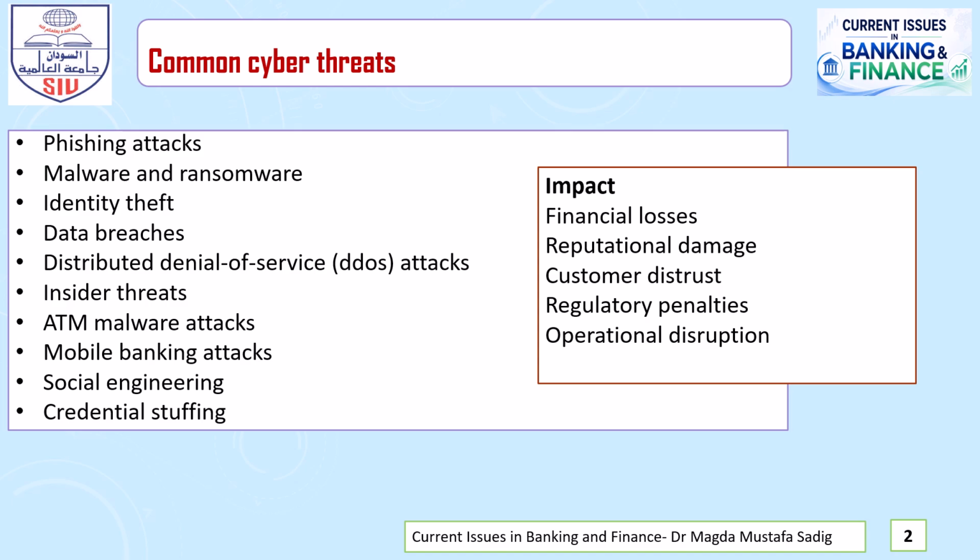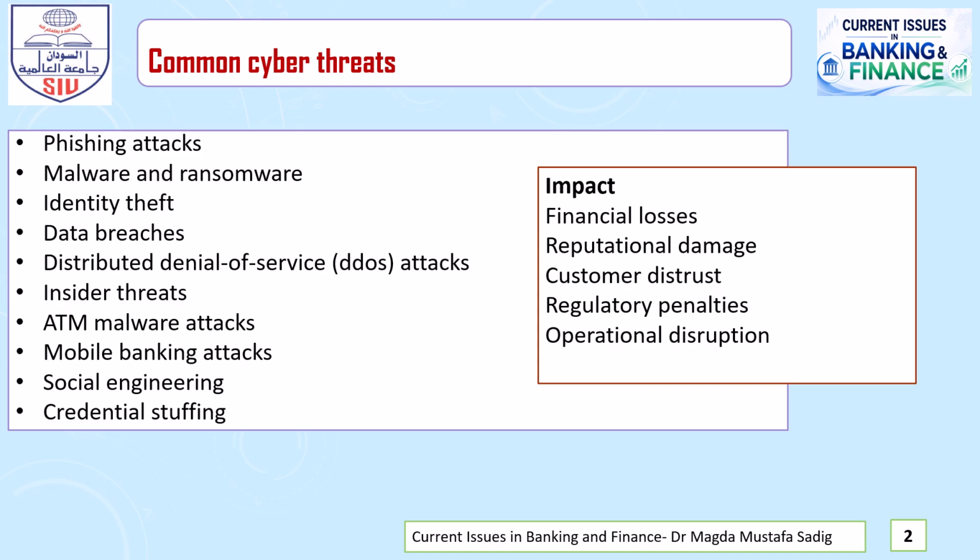Number six, insider threats. Not every cyber threat comes from outside. Employees may intentionally or unintentionally compromise security. Examples include sharing passwords, copying confidential information, negligence, and fraud. Number seven, ATM malware. Cyber criminals install malicious software on ATM machines. This allows criminals to steal cash or capture customer card information.